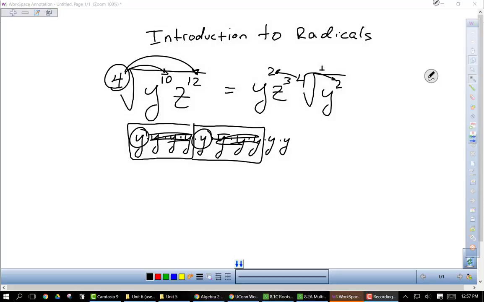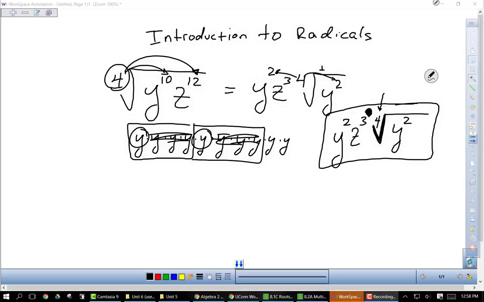So our answer for this particular one with the y to the 10, z to the 12 inside is we have 2 y's that popped out, we have 3 z's that popped out, and we have the fourth root of y squared still inside. Now you notice this 4 is kind of like in this little hook. That is how those roots should be written. If you write the 4 out here somewhere, that means it's going to be an exponent, and I am going to get confused, and you will probably get confused as well. So please write the 4 inside this little hook, okay, with the radical. So that would be our answer for that particular example.